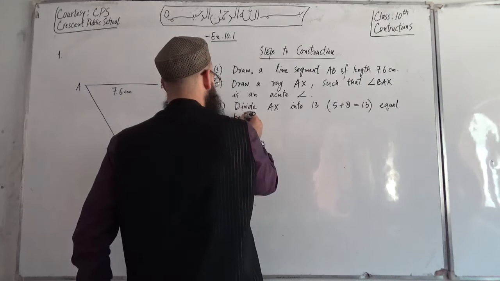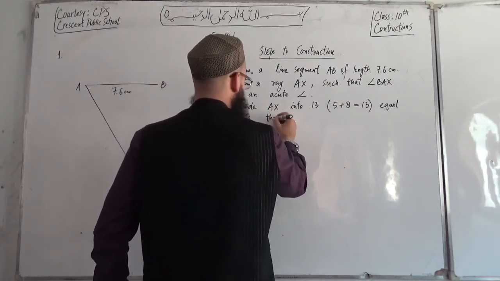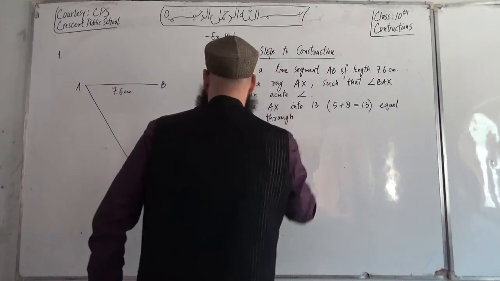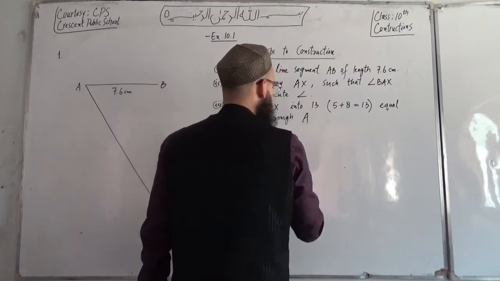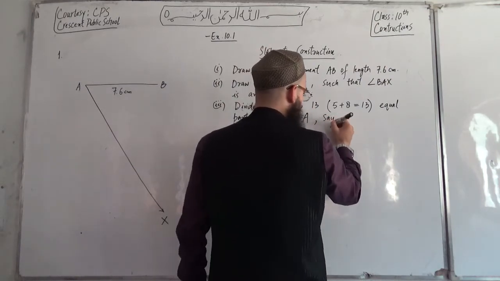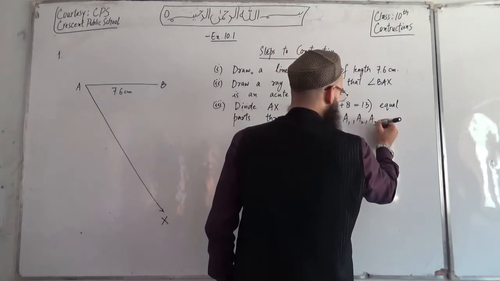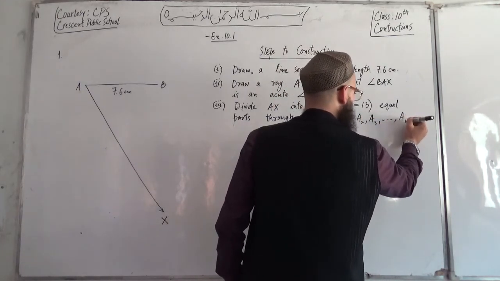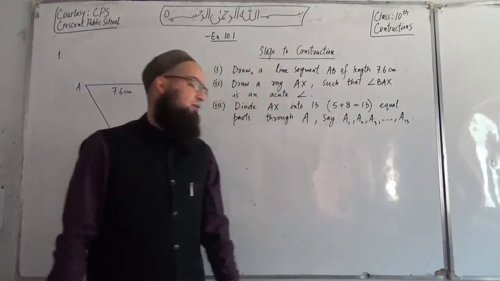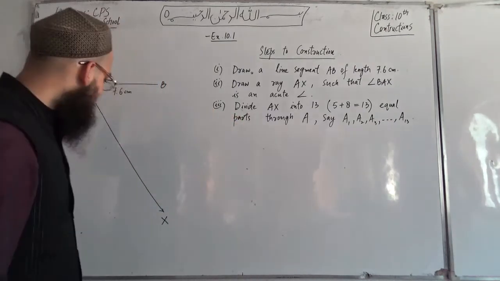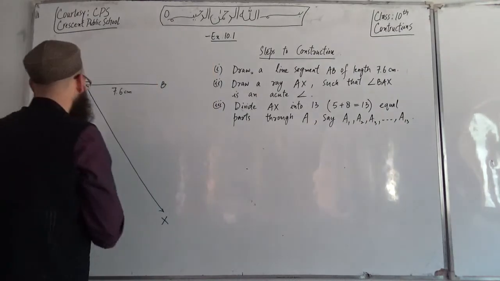So divide AX into 13 equal parts through A. You start from A. Through A, say A1, A2, A3, so on and so forth, A13. Let you name those intersecting points with the ray as A1, A2, A3, so on and so forth, A13.